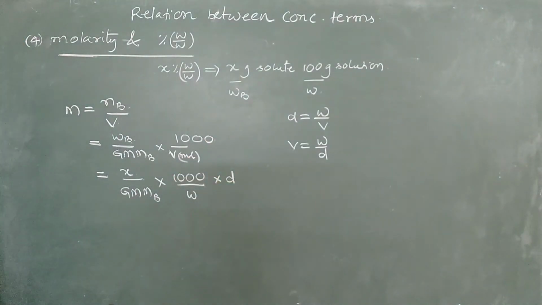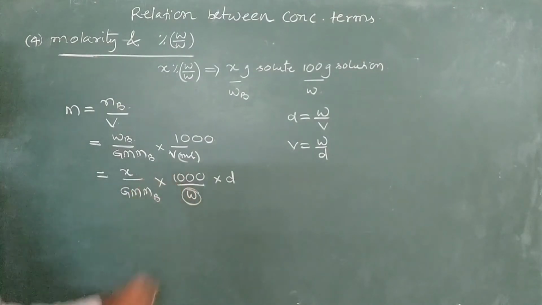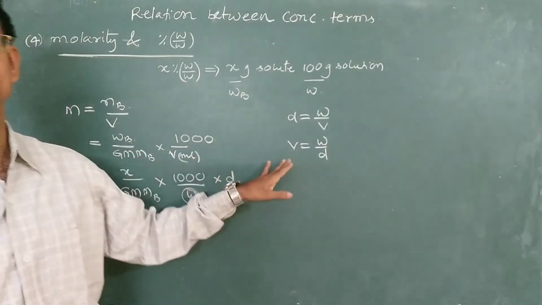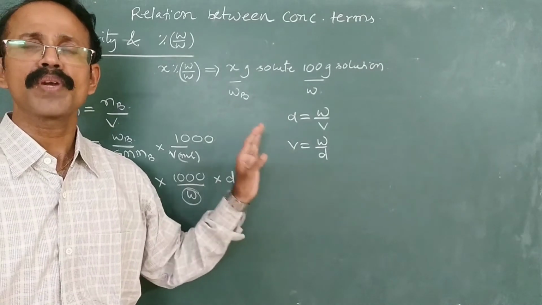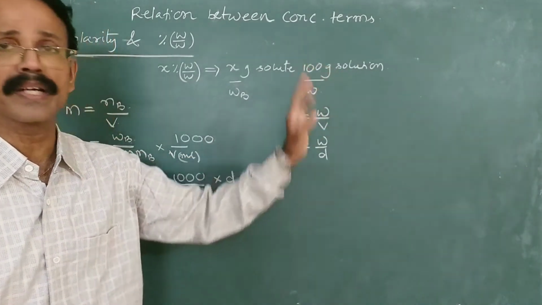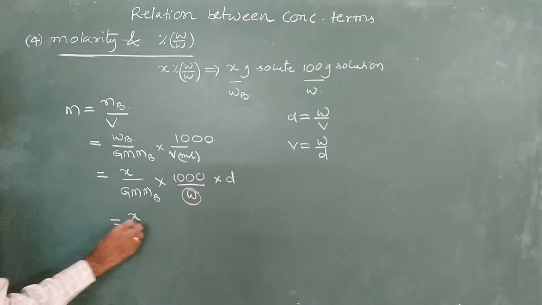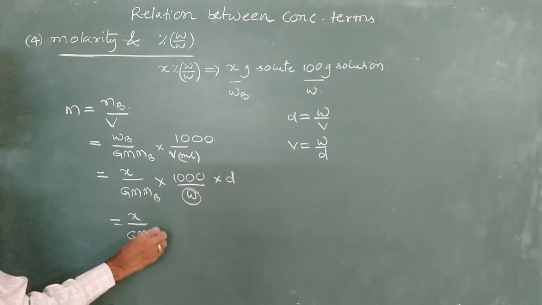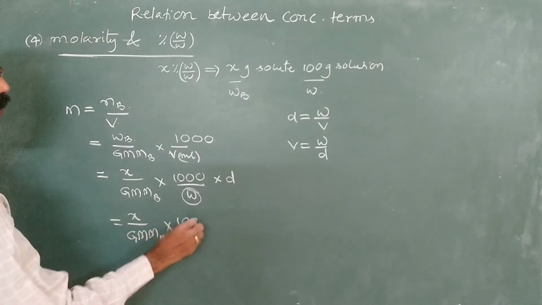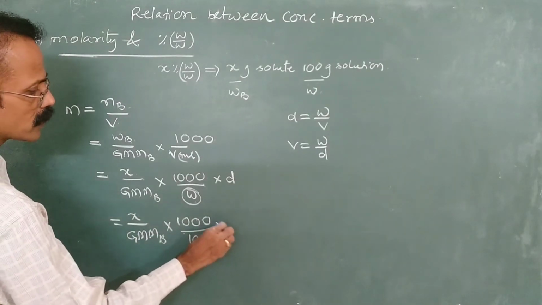So here, what is the mass of solution? Here we are talking about percentage by mass of solution, that is nothing but the number of grams of solute present in 100 grams of solution. So the mass of solution is fixed, that is 100 grams. So can we substitute 100 here? X by gram molar mass of solute into 1000 divided by 100 into density.